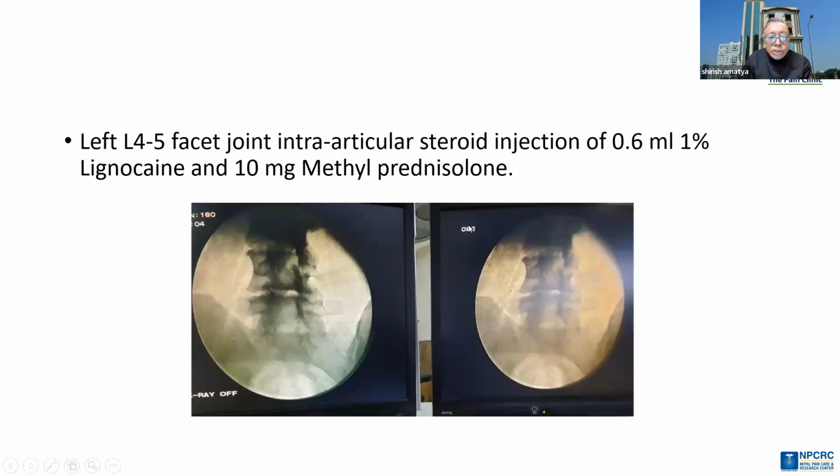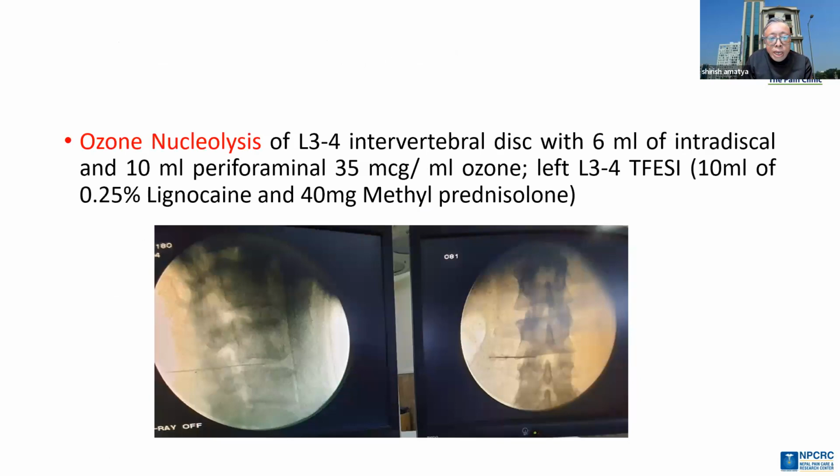This is some of the pictures that I took during the procedure. You can see here the facet joint injection being done in left L4-5. This is the needle, and you can see the needle in the facet joint. 10 milligram of methylprednisolone was given. This is the picture of the ozone nucleolysis, where you can see a long needle going into the intervertebral disc. This is the lateral image, and this is the AP image. In both images, you can see the needle going into the disc.